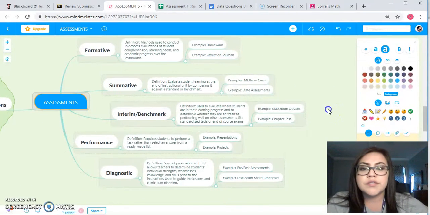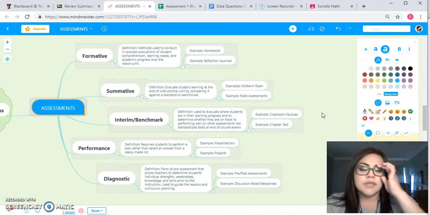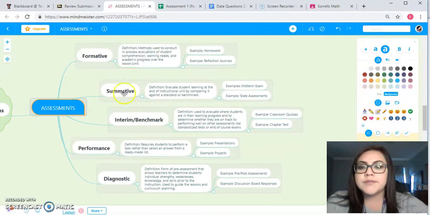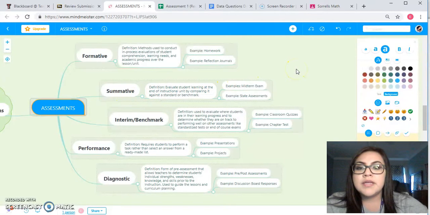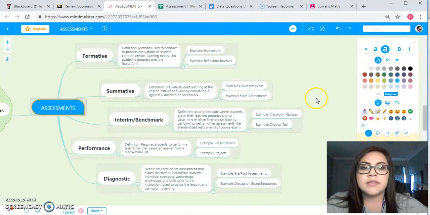We do a lot of reflection journals actually in my placement. Summative is the next one. The definition is to evaluate students' learning at the end of an instructional unit by comparing it against a standard or benchmark. So our examples are midterm exams and state assessments.